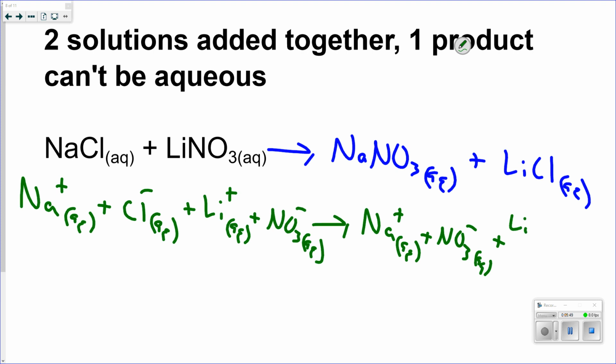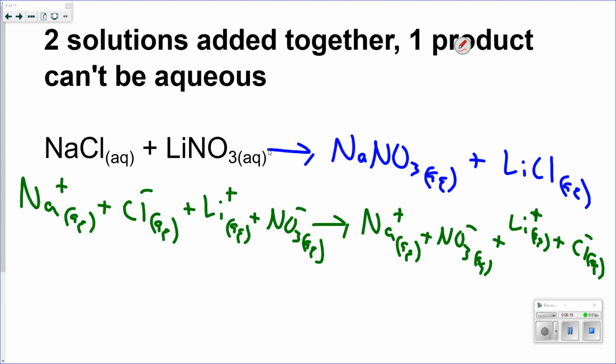Lithium chloride is aqueous. So this would be the total ionic equation for this particular reaction. If we were to write the net ionic equation, one of the things I told you last class is you eliminate spectator ions, things that are identical on the left and the right side of the arrow.